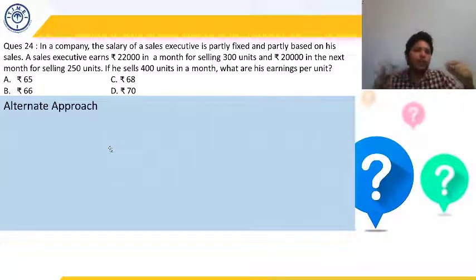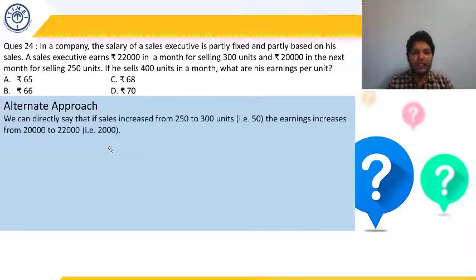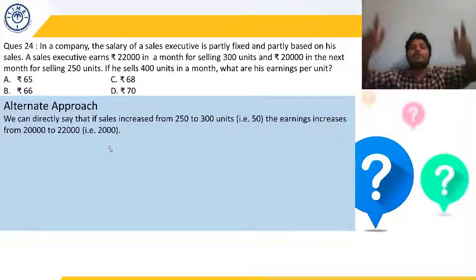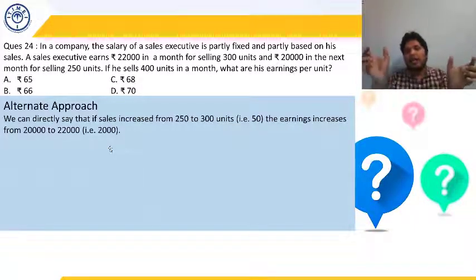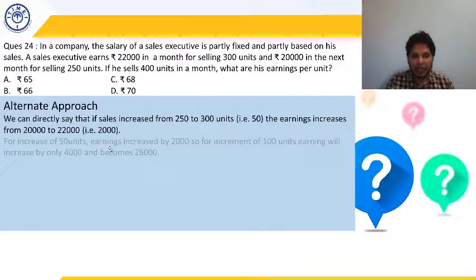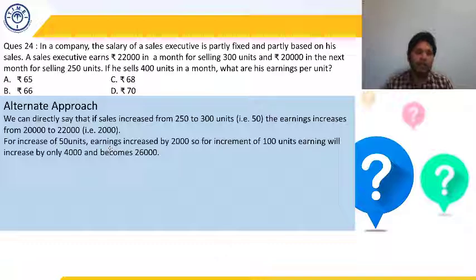So from 250 units to 300 units, there is a jump of 50 units. If I increase my sales by 50 units, what is the increase in my salary? From 20,000 it becomes 22,000. So for an increase of 50 units, there is an increase of 2,000 rupees in the salary. So for 50 units, I'll be getting 2,000 rupees as an incentive.